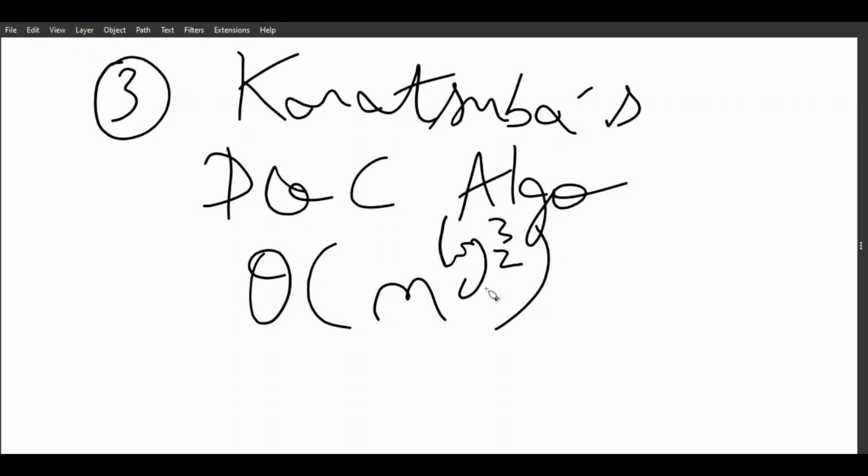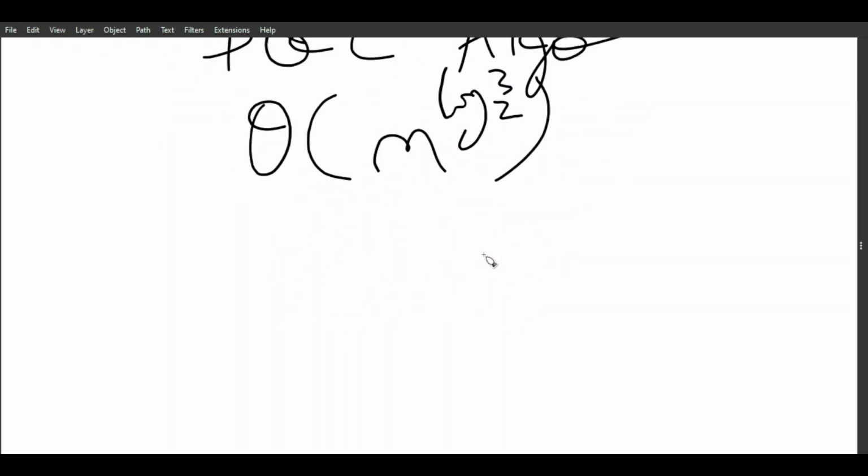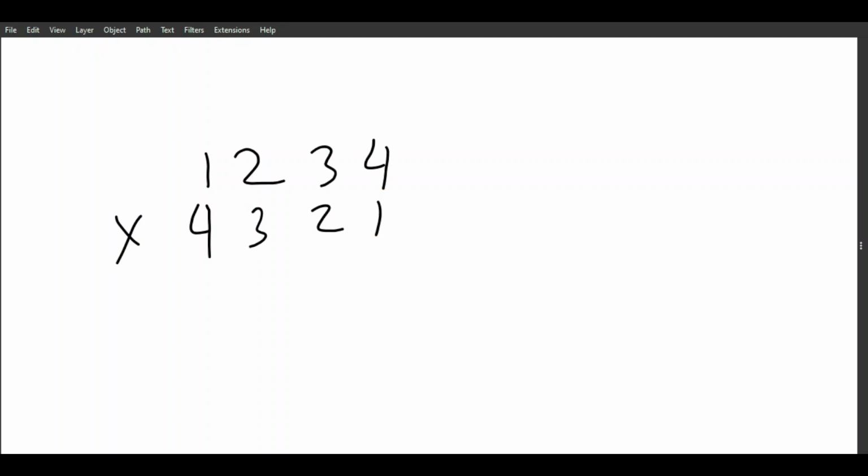So this is the history of Karatsuba's algorithm. First we start with our school algorithm of multiplying two n-digit numbers. You already know the algorithm. Just giving you one example. The same algorithm we'll use. 1, 2, 3, 4 multiplied by 4, 3, 2, 1. Multiply 1 with 4, we get 4. With 3, we get 3. With 2, we get 2. With 1, we get 1.